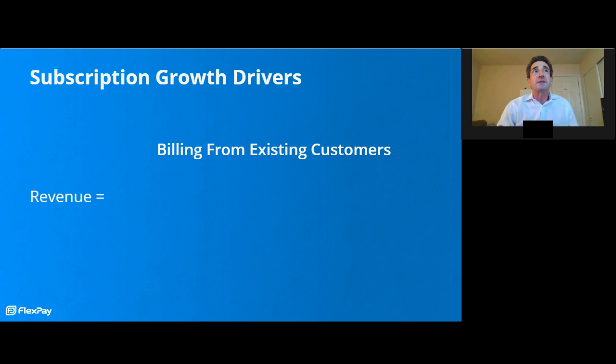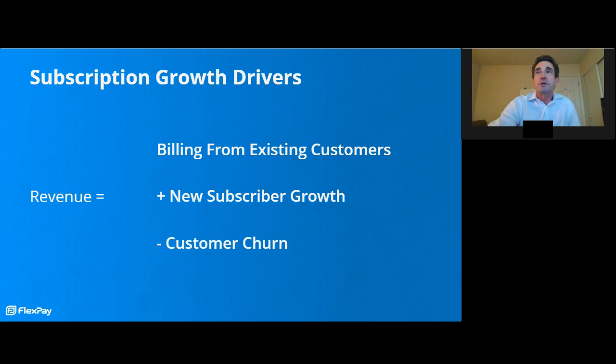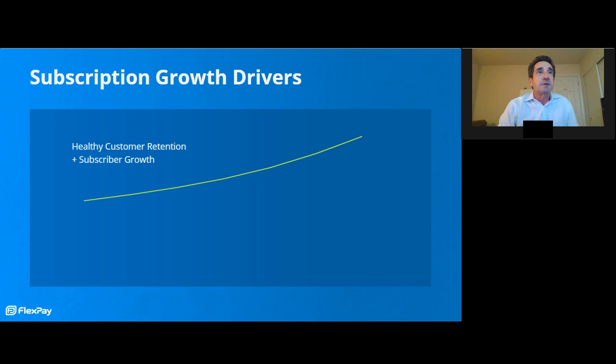So let's review the basic drivers that drive subscription revenue growth. Of course, we have revenue from existing customers, and we add on new customers through growth and all the investments and programs we use to drive growth. And then of course, customer churn or lost customers will bring down revenue. Every subscription business wants to have healthy growth. We want to see that growth rate ticking up to the right, which is driven by a healthy customer retention rate, and then adding happy new subscribers to your business, while subscriber churn brings down revenue.